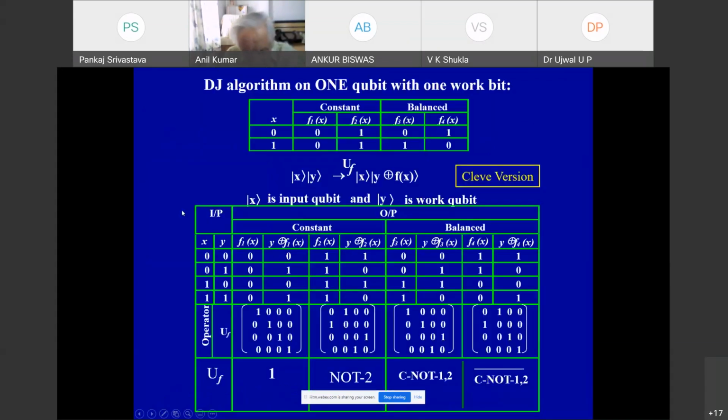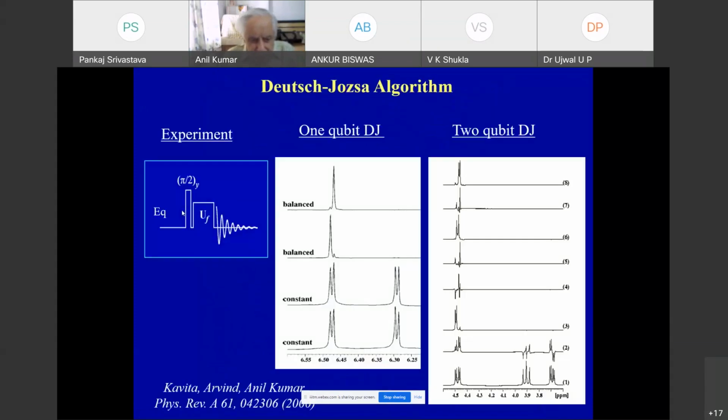Okay, and then you have 1 qubit DJ, 2 balanced functions, 2 constant functions; 2 qubit DJ, 2 constant functions and 6 balanced functions. Okay, you better accept it because it is published in Physical Review.